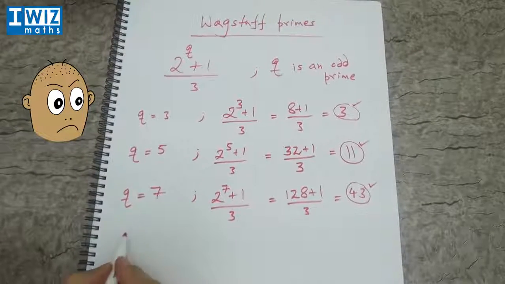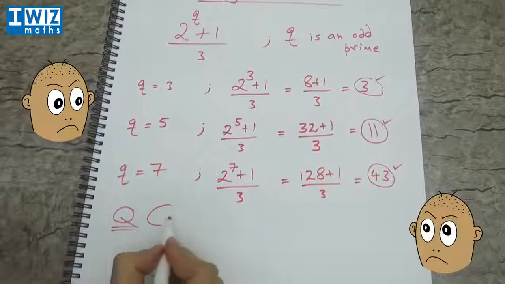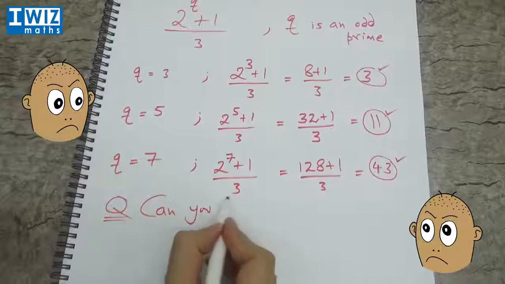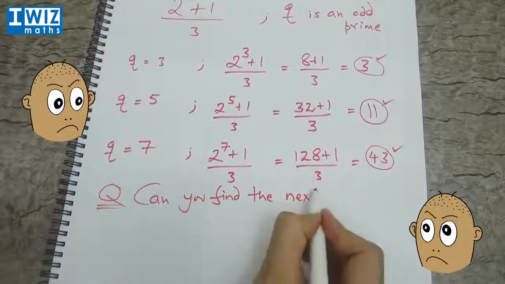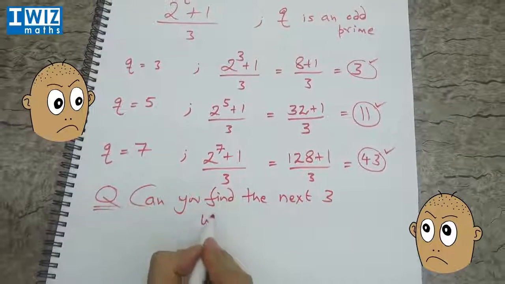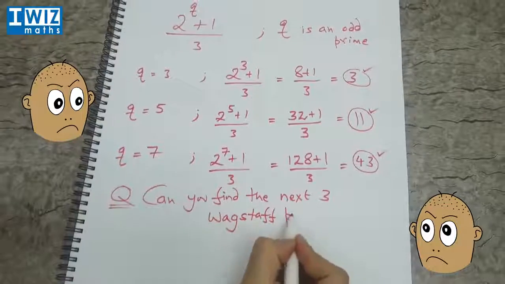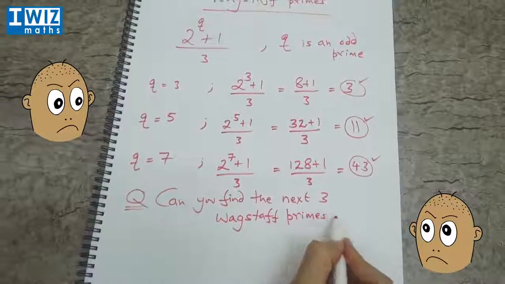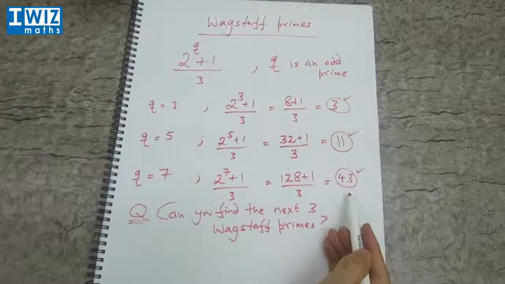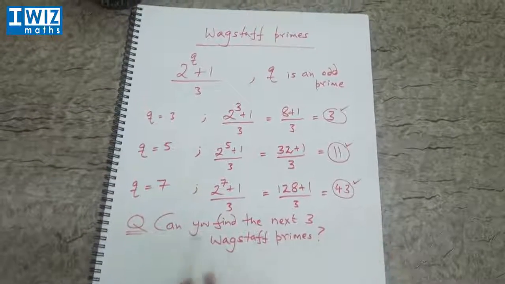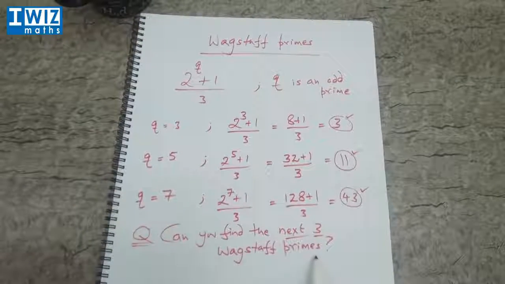And in our usual way we'll leave you with a question, and the question will be the following. Can you find the next 3 Wagstaff primes? Okay, so that's the question we're going to leave you with. We found the first 3 Wagstaff primes, which are 3, 11 and 43, and can you go ahead and find the next 3 Wagstaff primes?